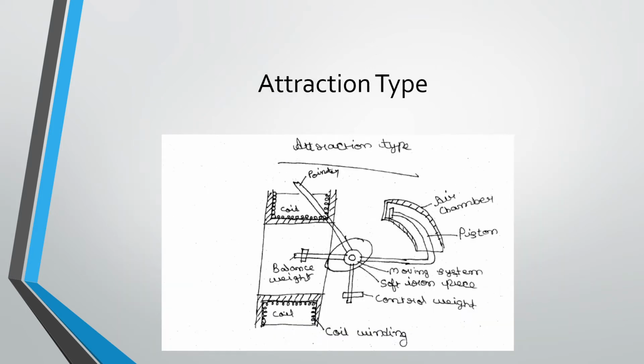Coming to the figure, you can see a coil wound with a few turns of copper wire, and an oval shaped disc attached to the spindle. A pointer is also attached to the moving system. Here you can see the soft iron piece, which is the oval shaped one, and the piston is moving into and out of an air chamber, which provides the necessary damping.